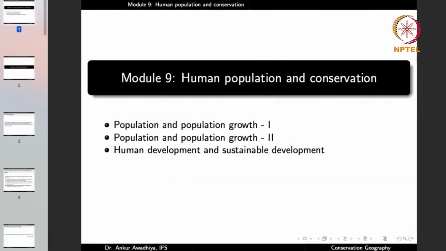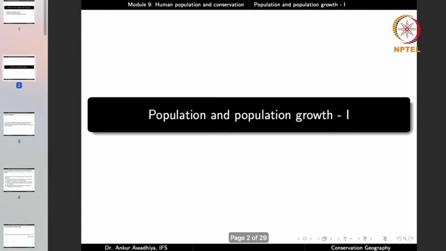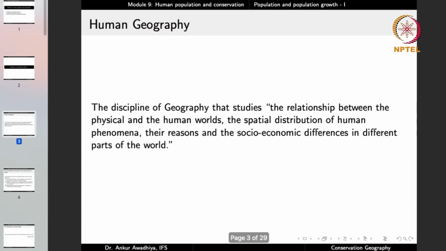Namaste. Today we begin a new module, which is human population and conservation. This module will have three lectures: population and population growth, parts 1 and 2, and human development and sustainable development. So let us now begin with population and population growth.